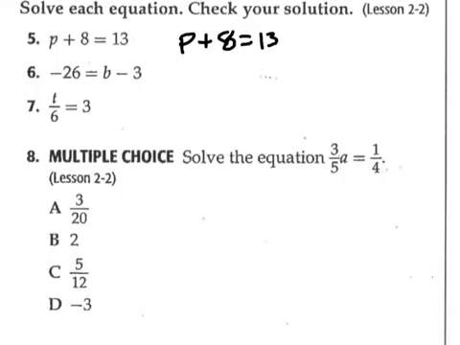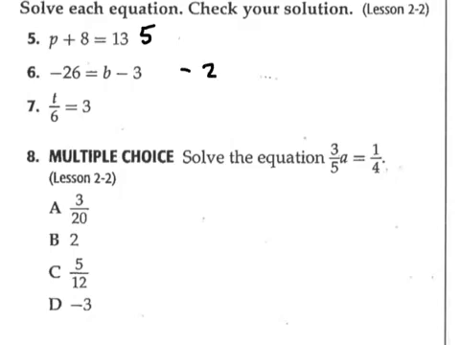Okay, p plus 8 is equal to 13 here in number 5. So I'm going to subtract 8 from both sides. P is equal to a positive 5. I'll put my 5 right here and get started on the next problem. So this one's a little bit more difficult, but you guys should be comfortable with this.